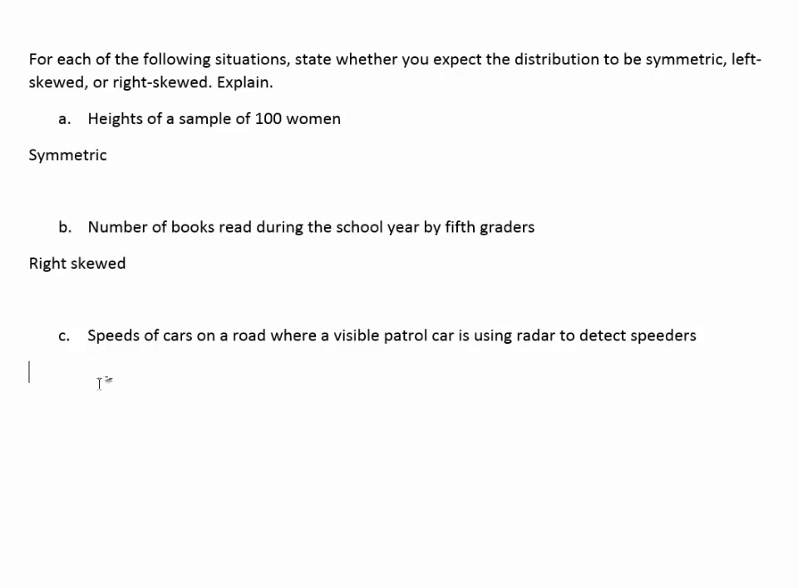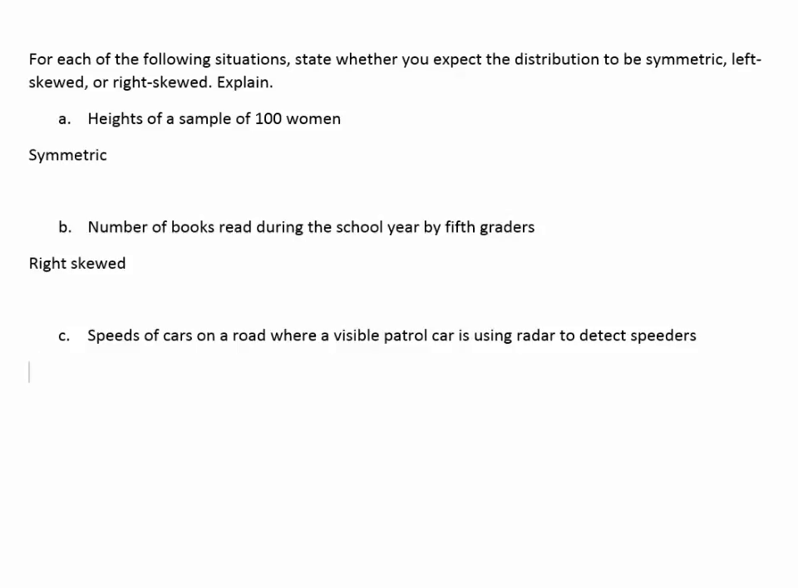And the third scenario is speeds of cars on a road where a visible patrol car is using radar to detect speeders. Okay, so we've all kind of been in this situation where we're driving down the road and we suddenly see a cop. Now, hopefully all of us are going to say things like, well, I wouldn't slow down at all. I'm currently going the speed limit. There's no reason for me to be nervous. But that's not really what we see, is it?